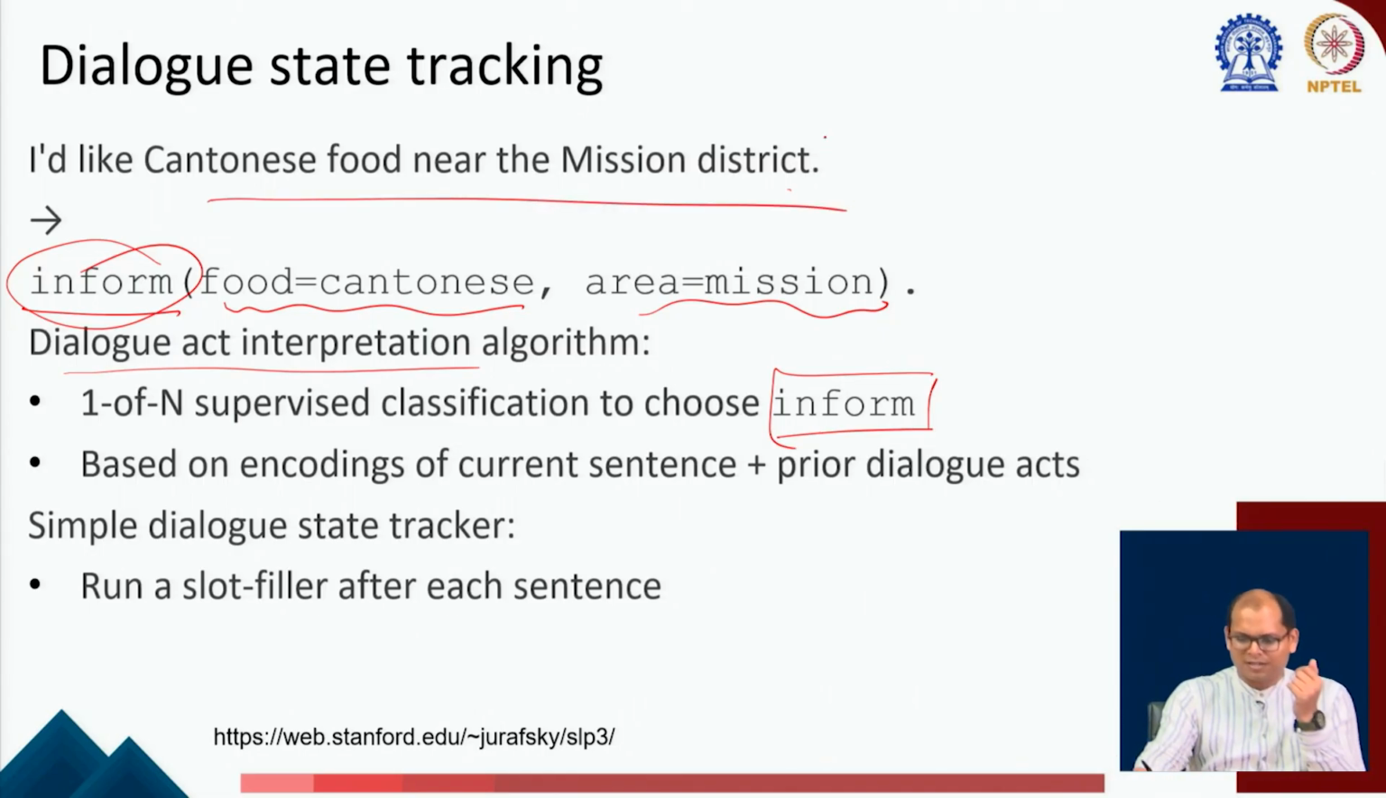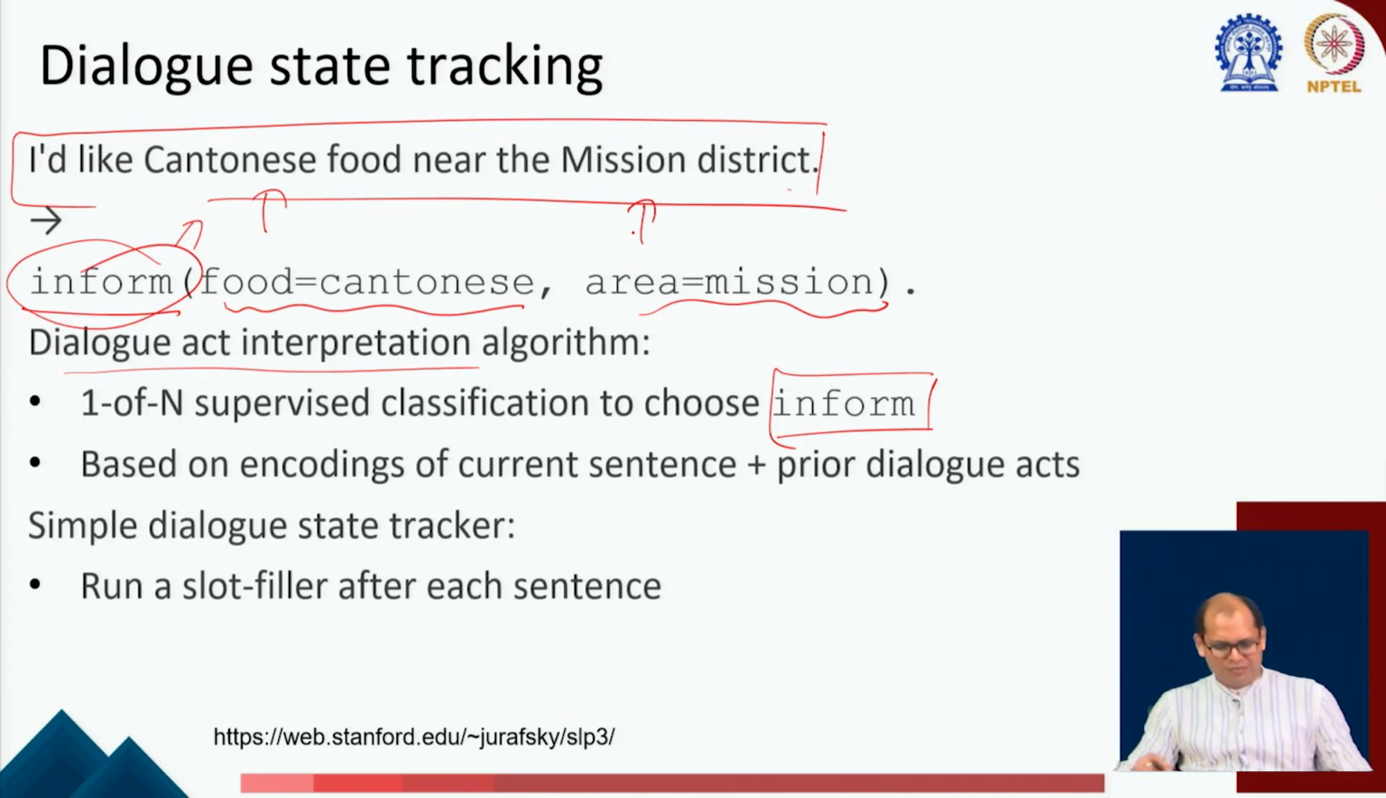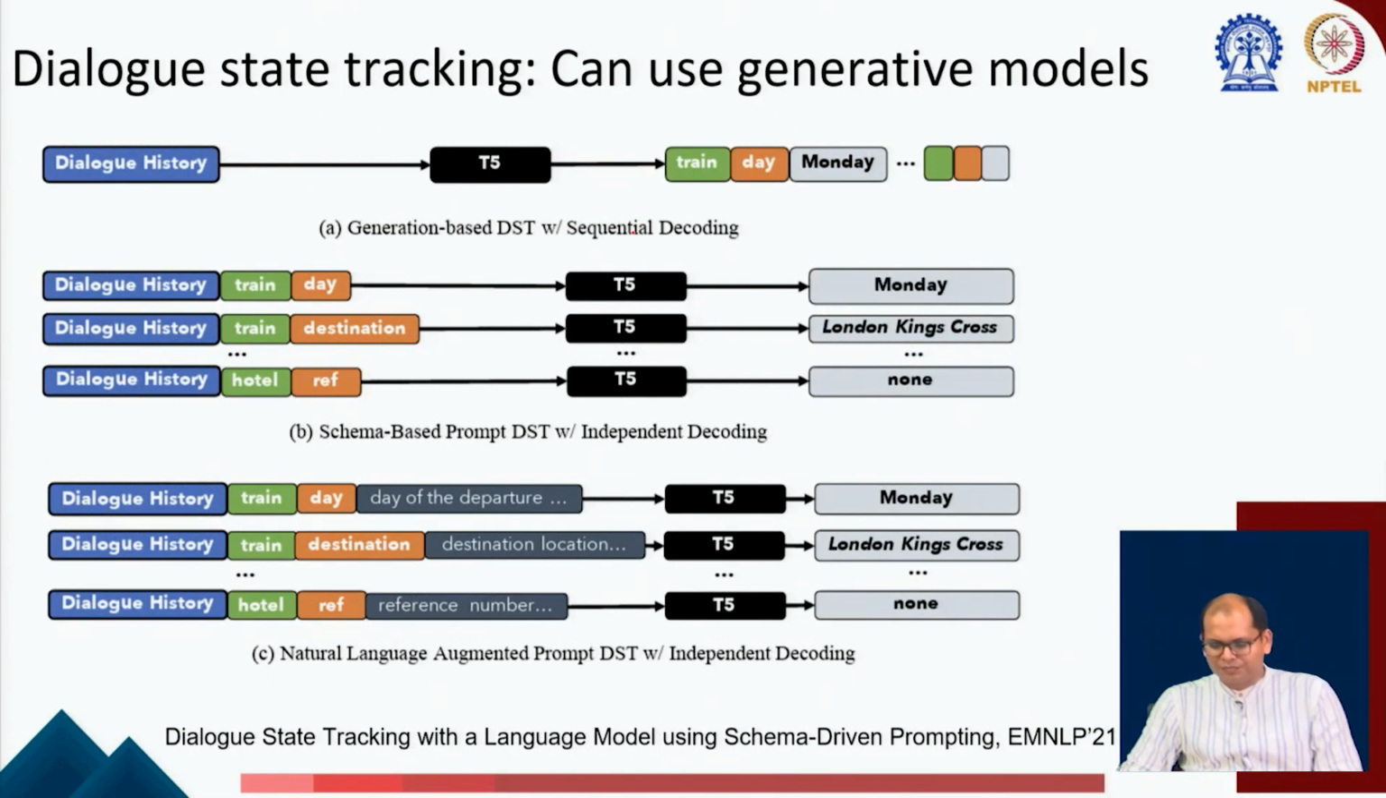So, you have the current utterance, you can encode that. You can even have the prior dialog acts, and given these prior dialog acts and the current utterance, what should be my dialog act, right. Once you have the dialog act, you can run a slot value after each utterance. So you can then fill in what the corresponding slots are, so you get the food and the area. This is how your flow will take place.